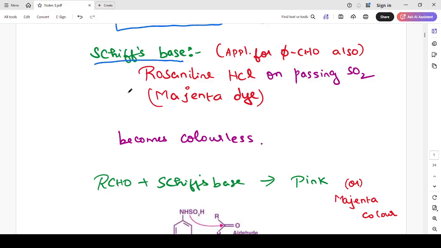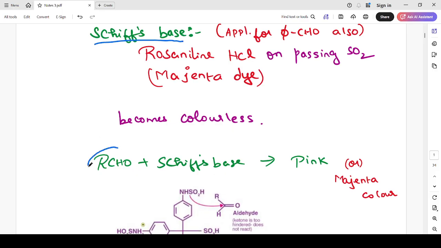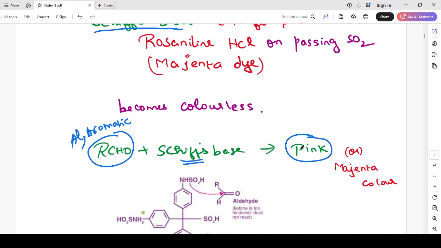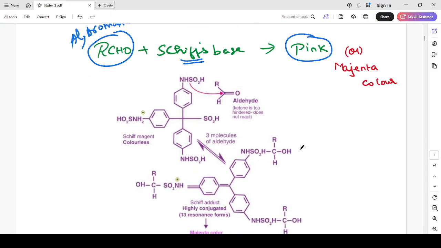The next reagent is Schiff's reagent. So what we have is an aldehyde. You can use both aliphatic as well as aromatic aldehyde for this. Treat it with Schiff's reagent, and it generates pink color. So when you have an aliphatic or aromatic aldehyde and treat it with Schiff's reagent, it will form pink or magenta color.